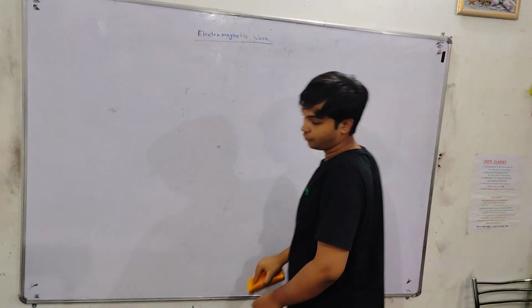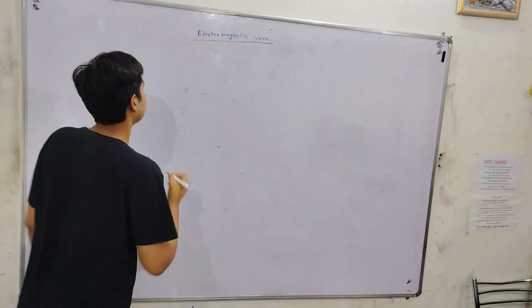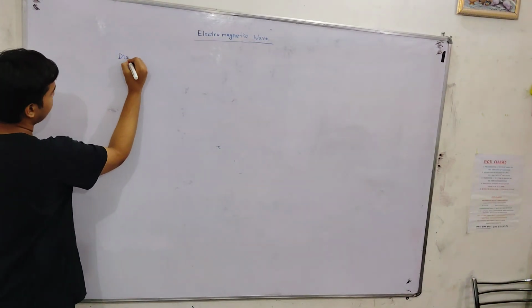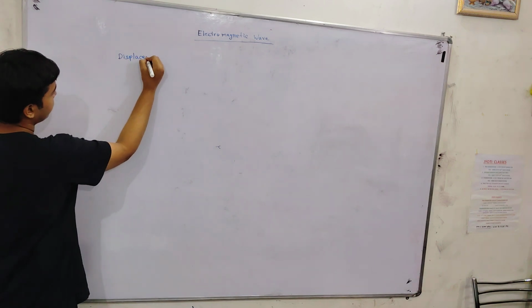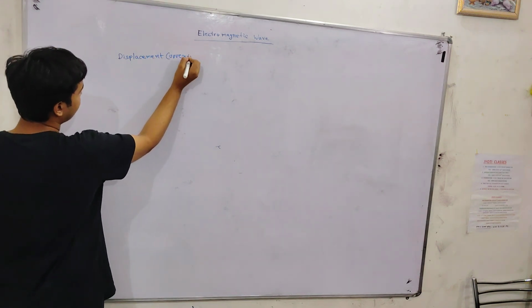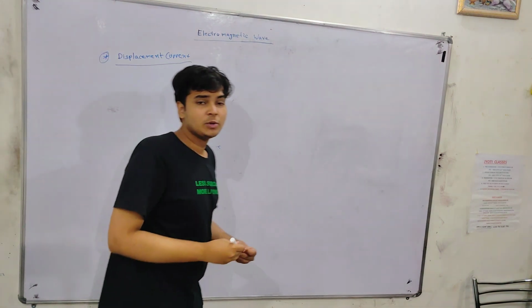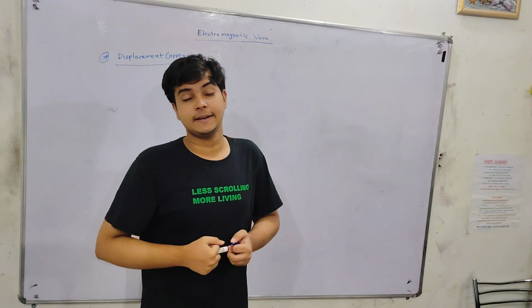Now we will learn about the important term known as displacement current. Displacement current is an important term. Displacement current can also be known as the modified Ampere circuital law.